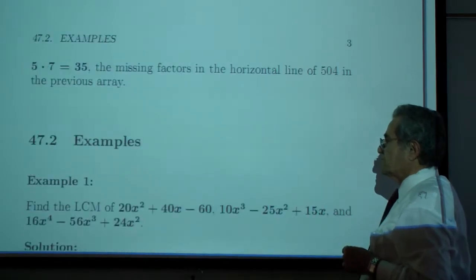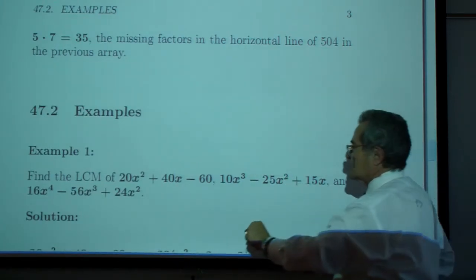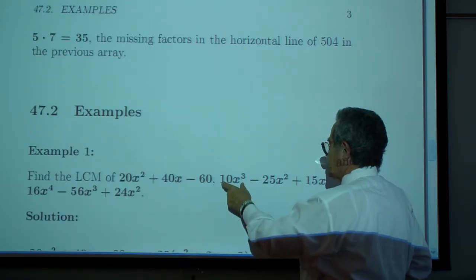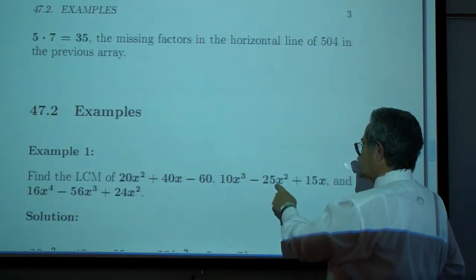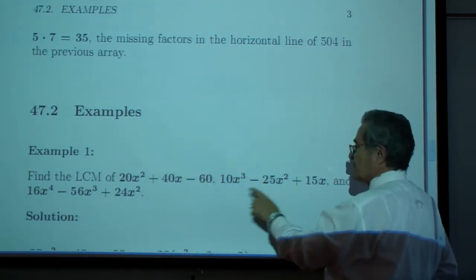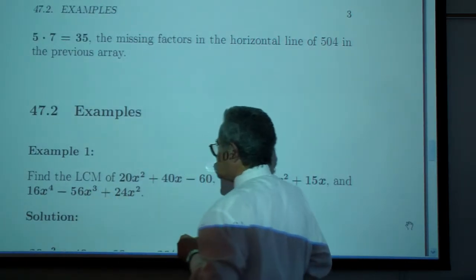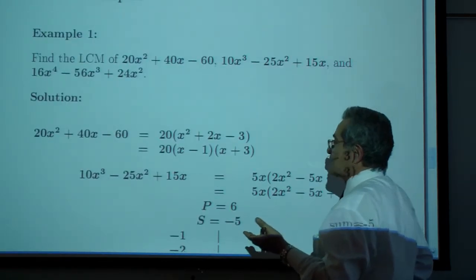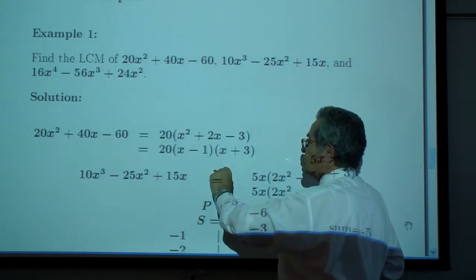And then we go into examples. Find the least common multiple of 20x squared plus 40x minus 60 and 10x cubed minus 25x squared and 10x. These are 2 polynomials, and the third one, 16x to the 4th minus 56x cubed plus 24. So we do a prime factorization, like a prime factorization, so we just factor as far as possible.